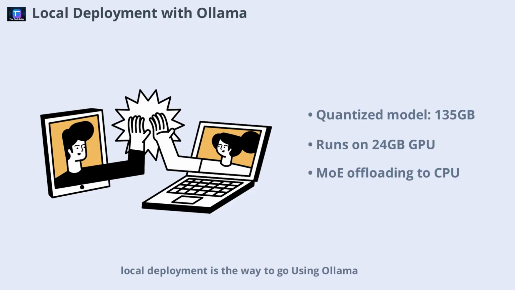Using Ollama, you can run a quantized version of GLM 4.6 on consumer hardware. The 2-bit dynamic quantization reduces the model size to 135 gigabytes, making it feasible to run on a workstation with a 24 gigabytes GPU and 128 gigabytes RAM. The MoE layers can be offloaded to the CPU, maintaining fast performance. This setup is ideal for client projects under NDA or when data residency is a concern.